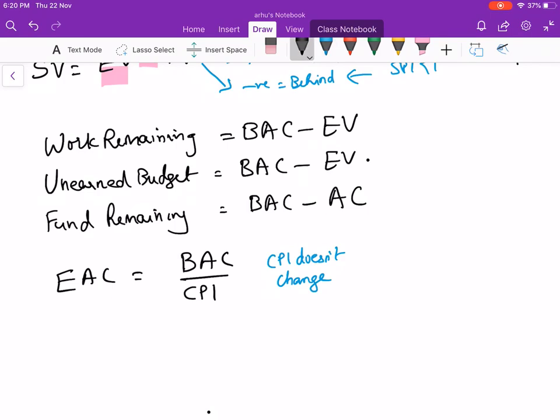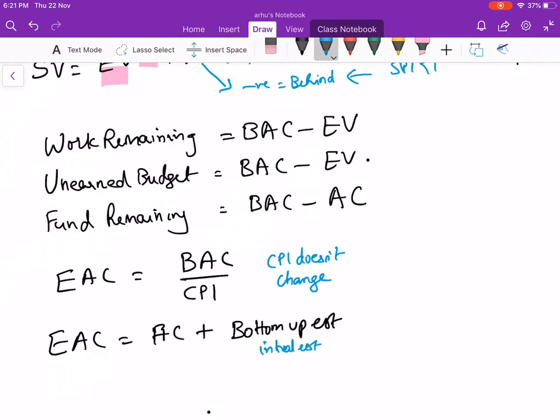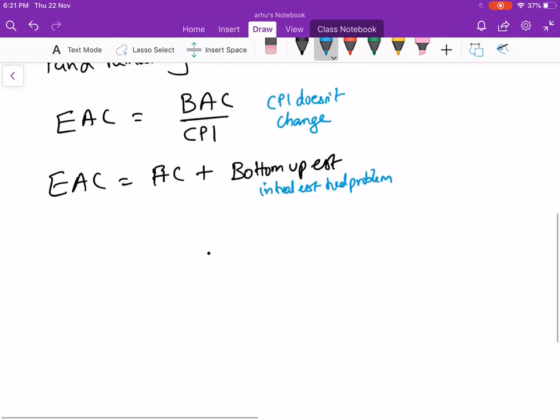Next one is your estimate at completion is equal to actual cost plus bottom up estimate. This is like estimating the entire project. So there's a problem with the initial estimates. When the question says the initial estimates had a problem, use this formula.